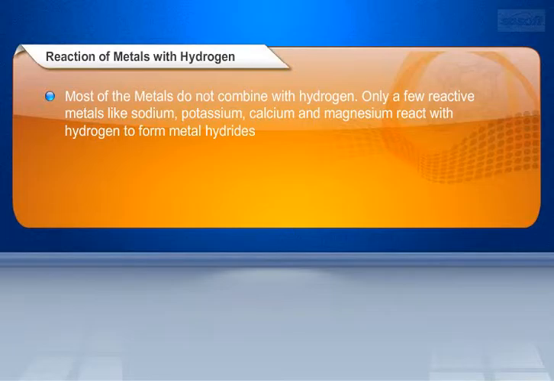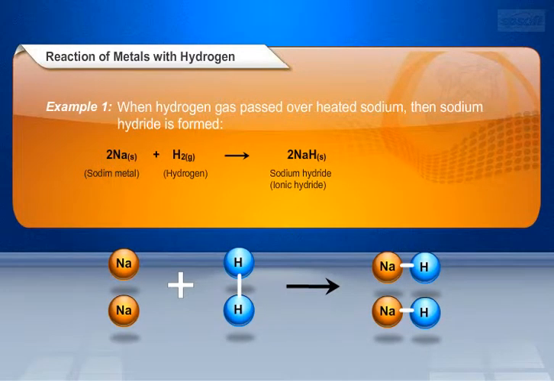The examples for the metals that react with hydrogen are: when hydrogen gas is passed over heated sodium, then sodium hydride is formed. The chemical equation is 2 sodium plus hydrogen on reaction gives 2 sodium hydride or ionic hydride.